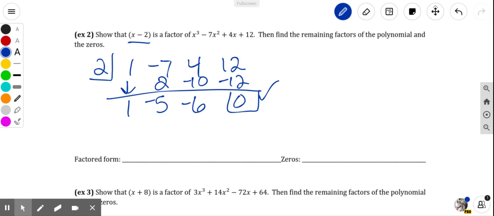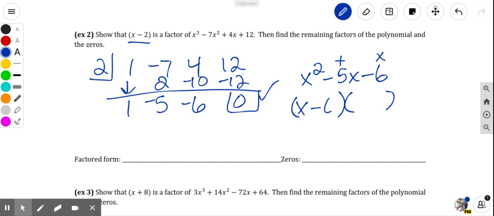So there we go. Our depressed polynomial is x squared minus 5x minus 6. Again, we just want numbers that multiply to negative 6 and add to negative 5. It ends up being negative 6 and positive 1. A pretty common answer today when I taught this was negative 2 and negative 3, which would add to negative 5, but would multiply to positive 6. So it's not quite that.